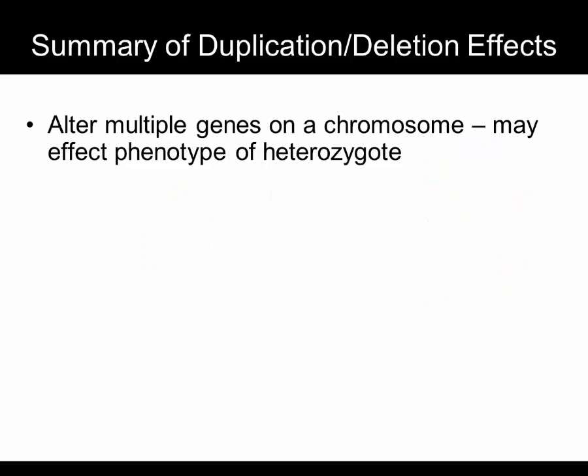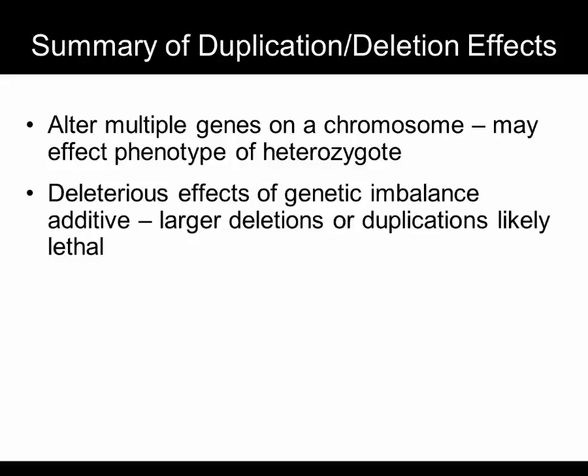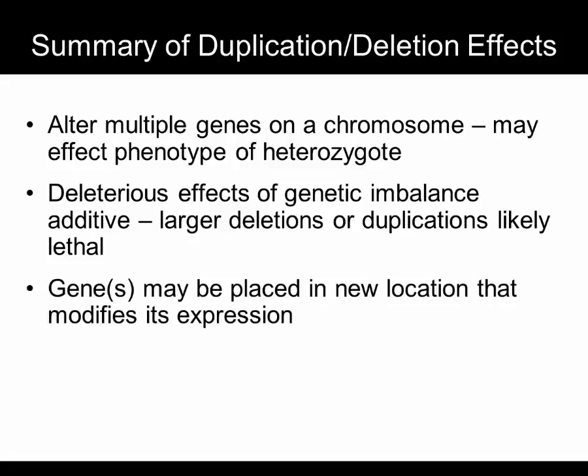So to summarize, large-scale deletions and duplications alter many genes at a time, so even heterozygotes can display phenotypes. This is because the effects are additive. Perhaps a deletion or duplication of a single gene would have no effect, but deleting or duplicating a region of several genes can add up to a noticeable phenotype. Deletions and duplications can also alter a gene's relative location along a chromosome, which can affect its expression.